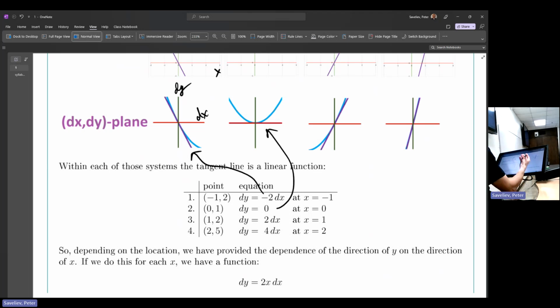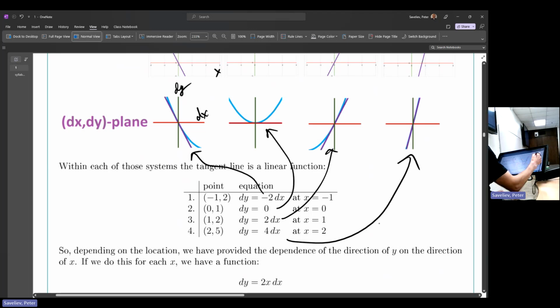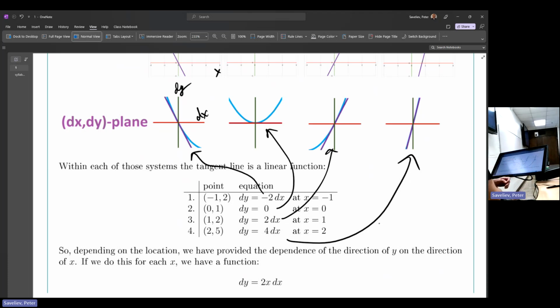And the third one is right here. The slope is equal to 2. Over here, the slope is equal to 4. So the derivative indeed appears as the slope of these straight lines. The challenge, of course, is that it is one point at a time.